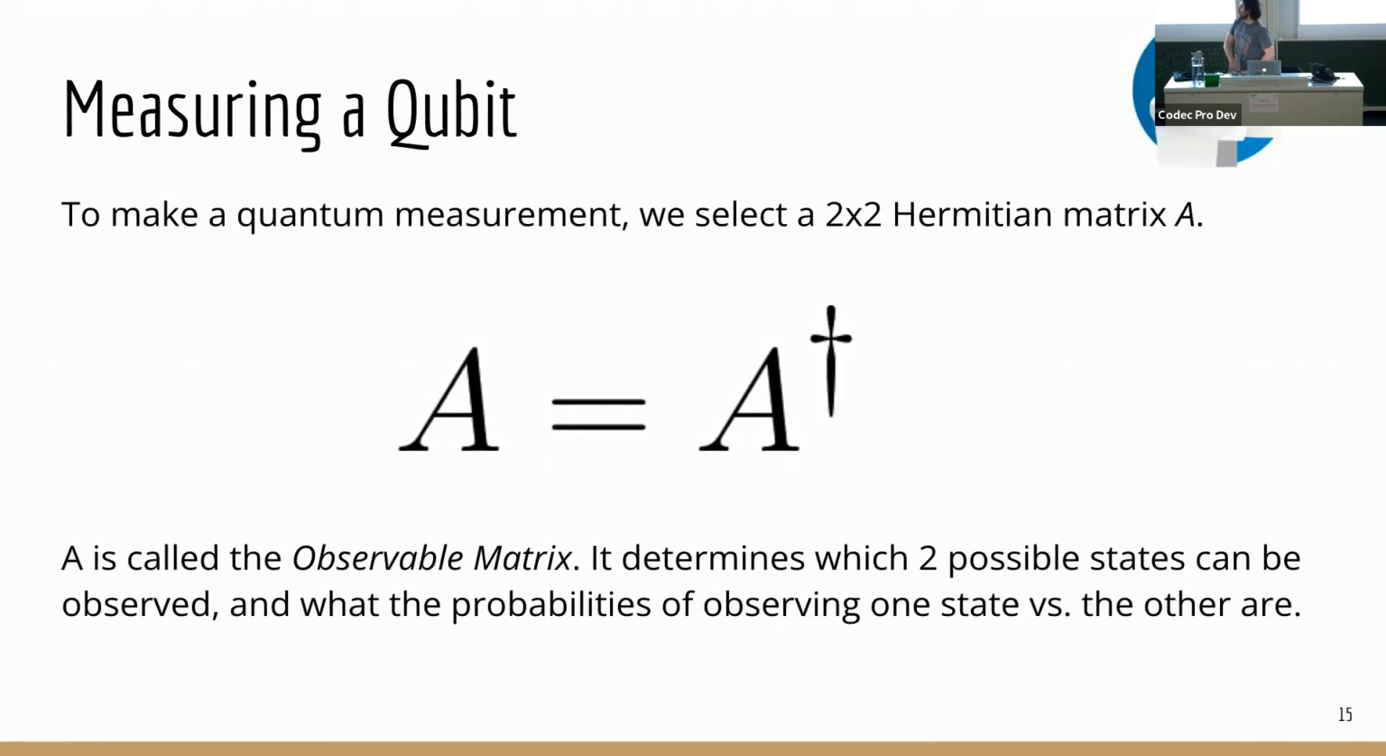Now, there's a question of how we actually take one of these measurements, what we have to specify, and what the outcomes will be. To take a quantum measurement, we will require a 2x2 Hermitian matrix A that we will need to specify to our quantum circuit simulator. In the remainder of this presentation, Hermitian matrices are given the letter capital A, and A is called an observable matrix. It will define the two possible states that can be observed, and it will also give us the probabilities of observing one state versus the other.